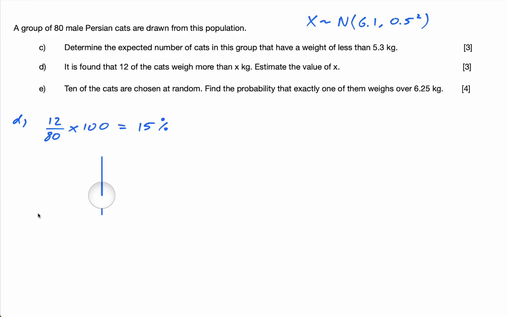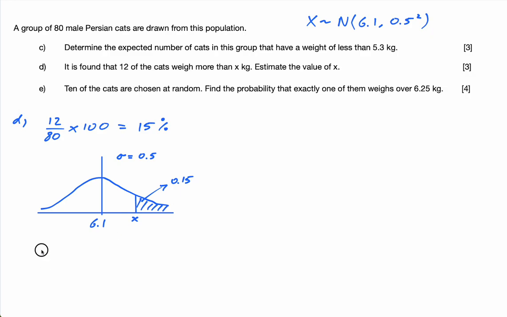So again, guys, nearly always normal distribution, draw the curve. So 15% is up here somewhere, something up here. And I shade in this value and it's about 0.15. The mean is 6.1. The standard deviation is 0.5. It's 0.15 because it's 15%, and it's up here because 15% weigh more than something, and this is little x. So the probability that big X is greater than little x is equal to 0.15. How do I find little x?